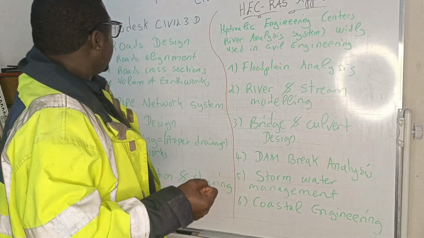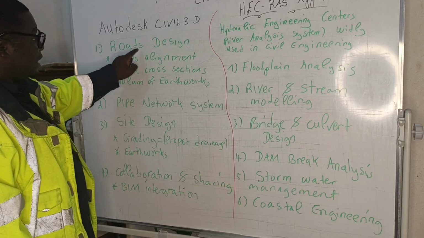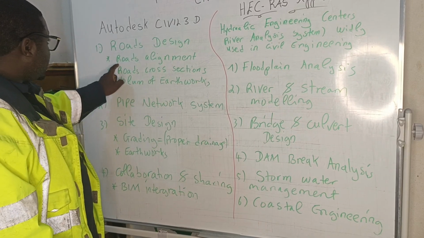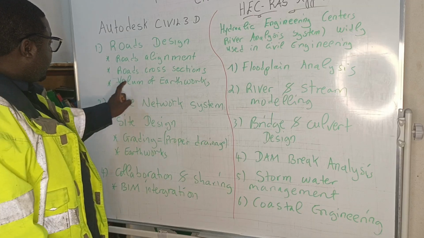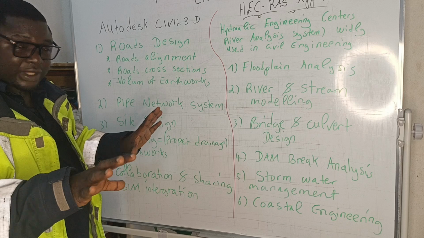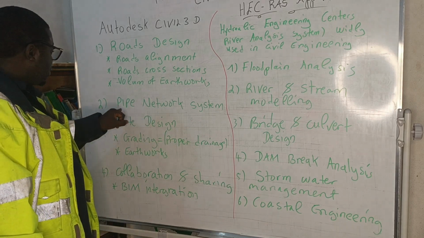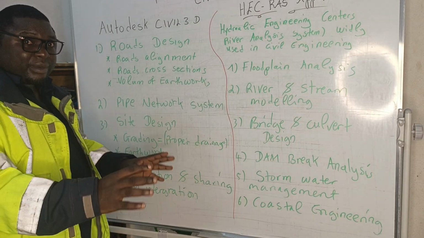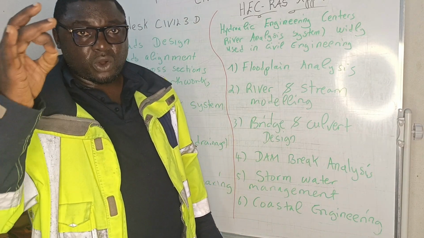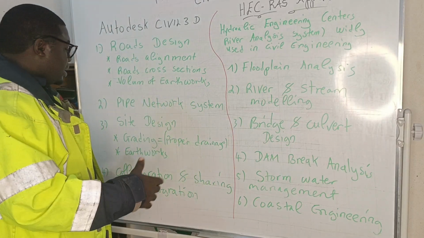Okay, under Autodesk Civil 3D, we are going to deal with road design. We are going to see a road design project, that is road alignment, road cross sections, and volume of earthwork from A to Z. By the time we are done with this, you will know everything related to a road project. When we are done with that, we are going to do pipe network systems. When we are done with that, we'll be able to work for water companies, gas and oil companies, and so on.